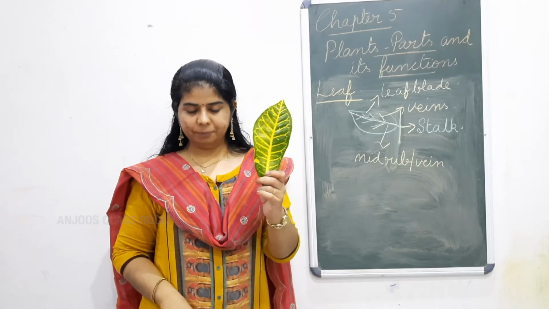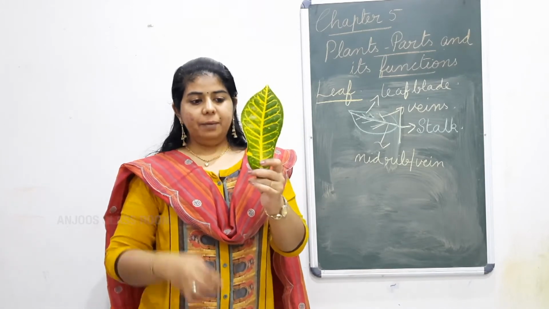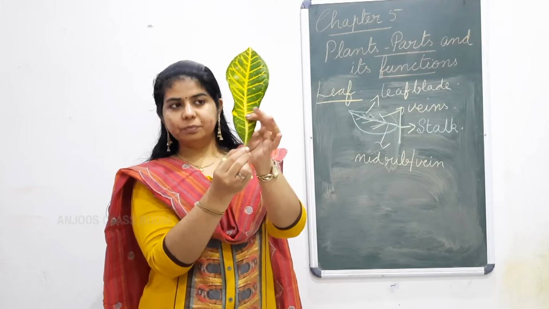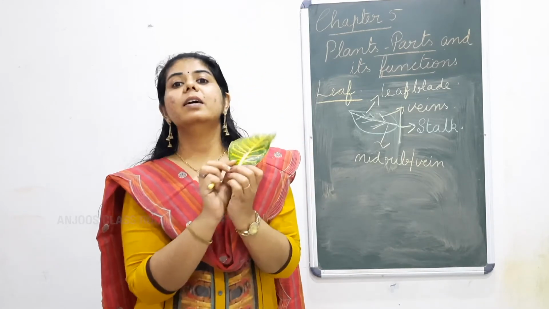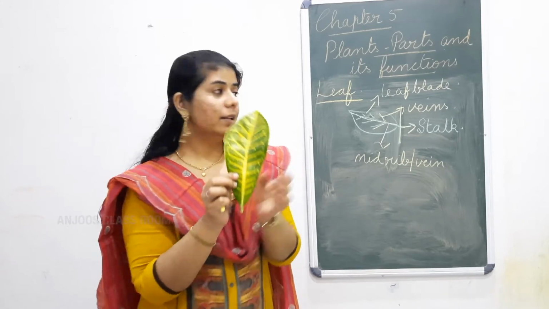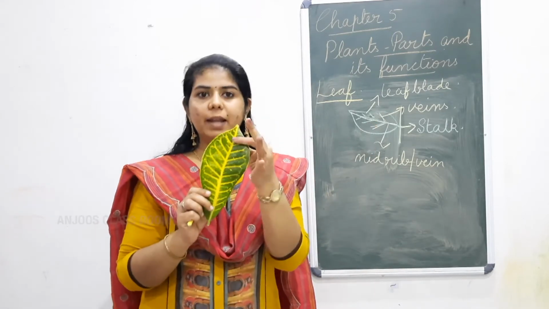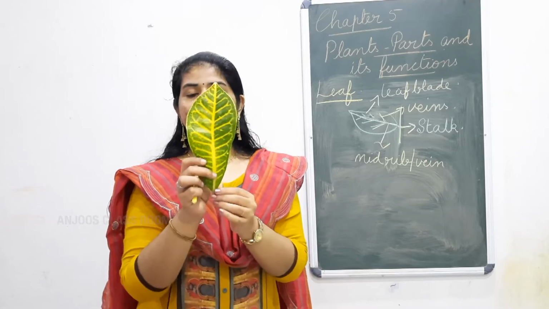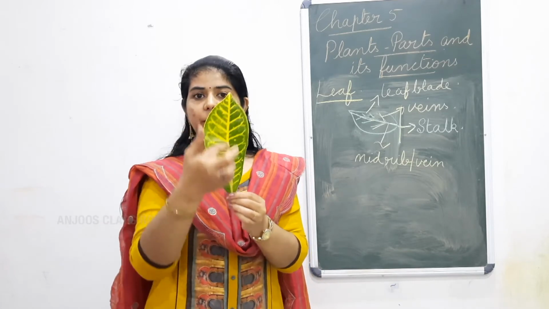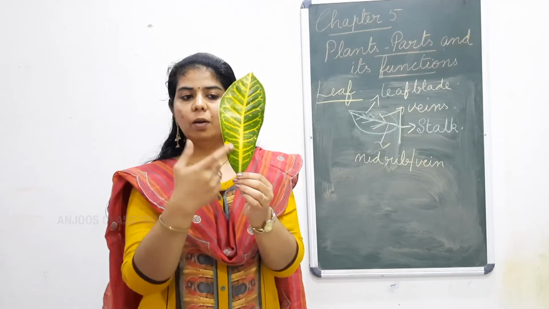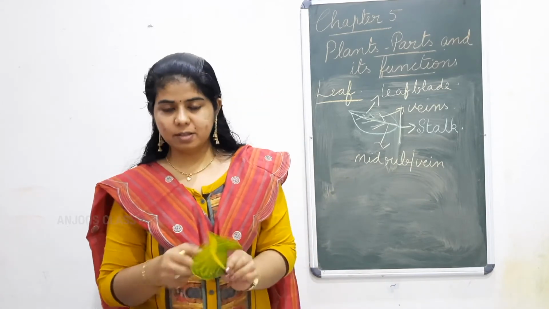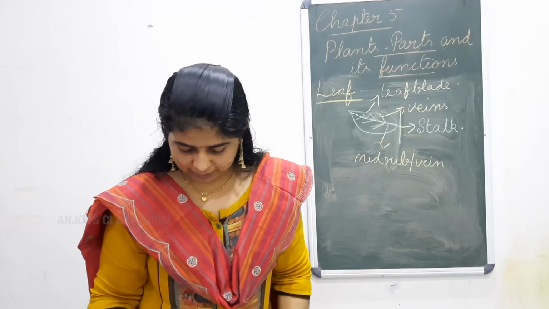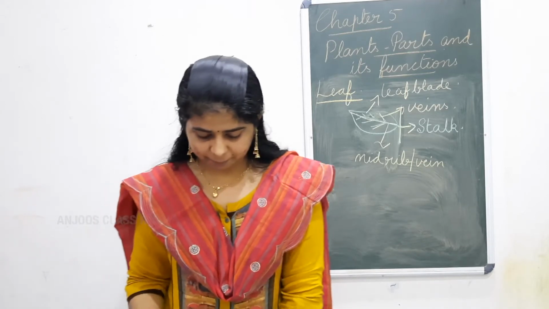So which are they? Stalk. Then this flat surface is known as the lamina, that's another name for the leaf blade. Lamina, leaf blade. Then this one is the main vein or the midrib, and on the side you can see the veins. Understood? So these are the parts of a leaf.